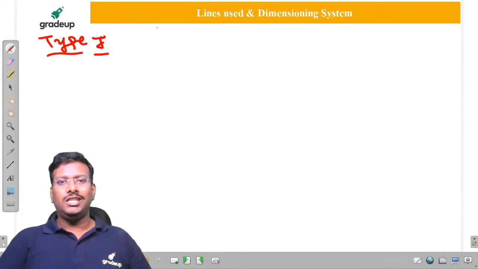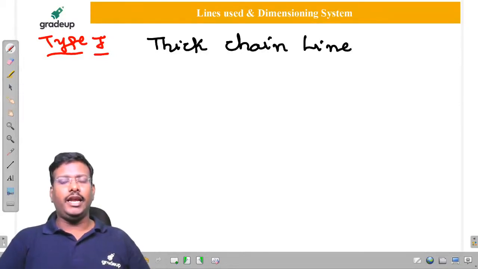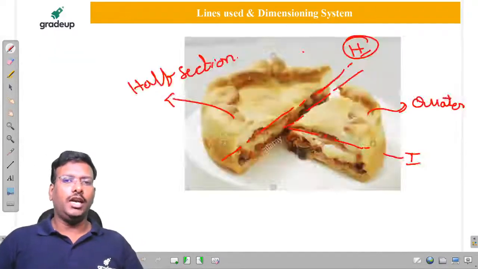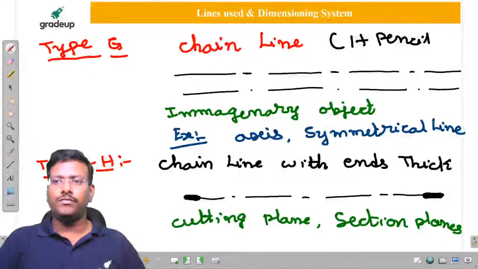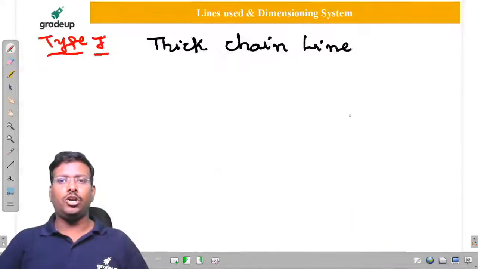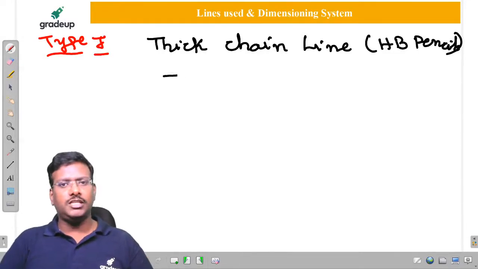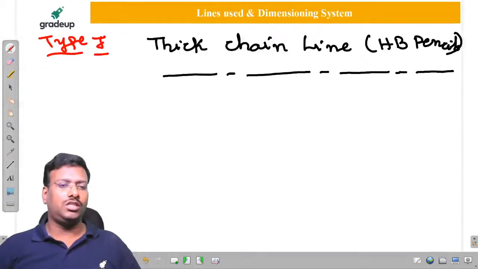All of you observe. This is thick chain line. Sir, what is the difference between a chain line and thick chain line, sir? So here, you remember, this chain line will be drawn with H pencil, and here it is going to be drawn with HB pencil. This is the difference. Where we are going to use thick chain line?